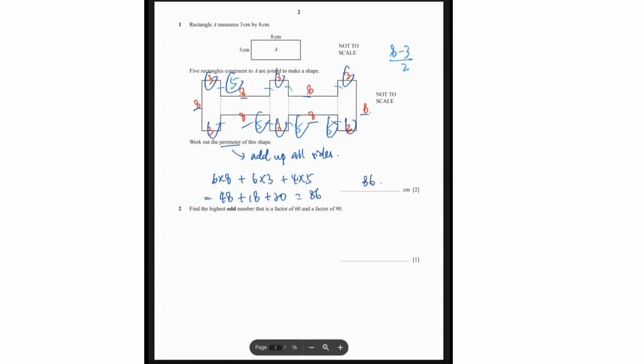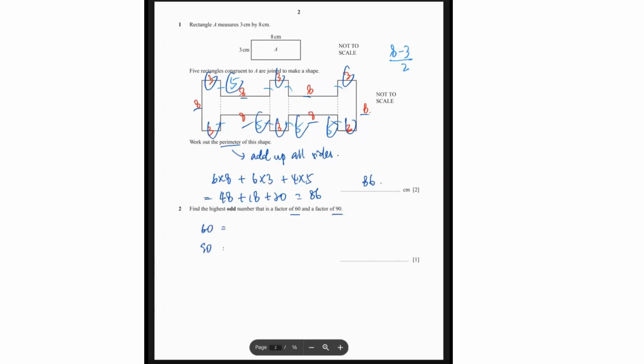Let's move on. Find the highest odd number that is a factor of 60 and a factor of 90. We're looking for common factors here. There are many ways to do this, but I think the fastest way is to literally list out the factors of 60 and 90. We can ignore the lowest ones and start from the highest.